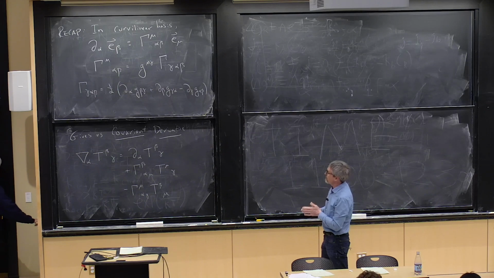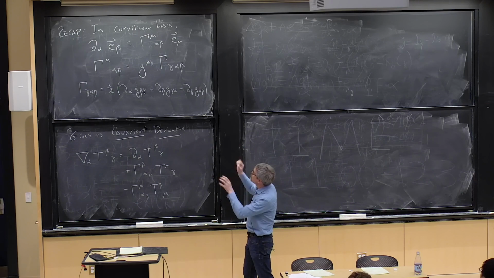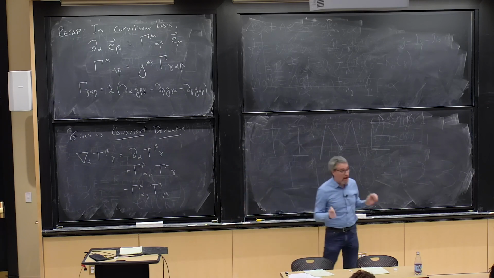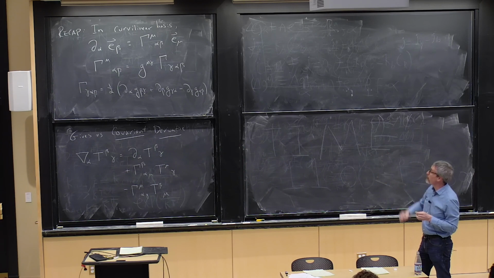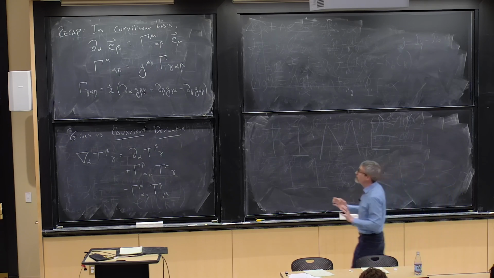So in terms of technical stuff we did last time, the most important thing we did was to introduce these mathematical objects called Christoffel symbols. So the Christoffel symbols are those capital gammas. We began by thinking of them as just what you get when you look at the derivative of your basis objects.